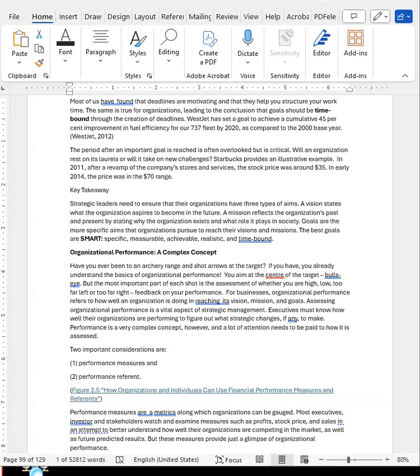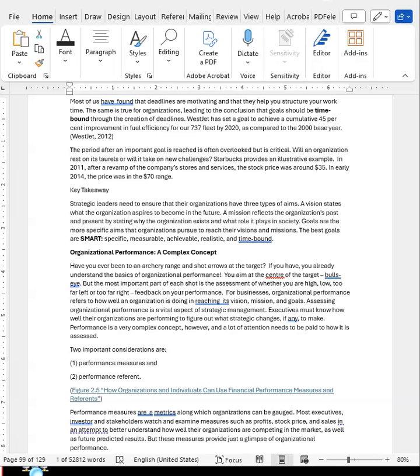Organizational performance, a complex concept. Have you ever been to an archery range and shot arrows at the target? If you have, you already understand the basics of organizational performance. You aim at the center of the target, the bullseye. But the most important part of each shot is the assessment of whether you are high, low, too far left, or too far right: feedback on your performance.